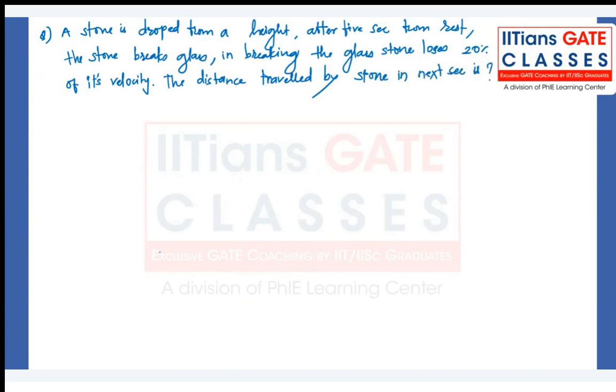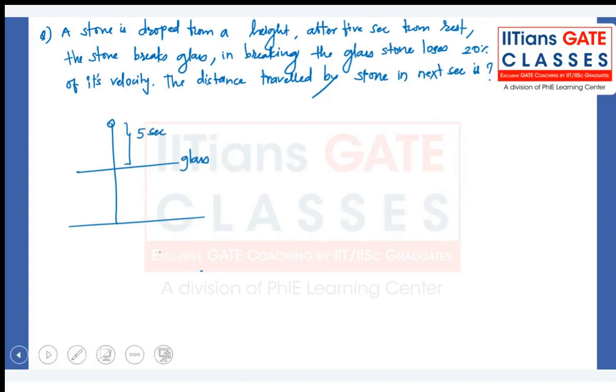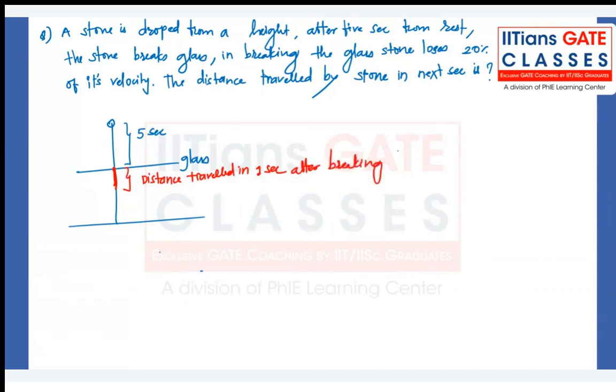I hope you understood the question. I'll repeat. A stone is dropped from a certain height. After 5 seconds, there is a glass. In 5 seconds, it breaks the glass, and during this breaking of the glass, it loses 20% of the velocity. So what is the distance traveled by the stone in the next 1 second? That is, the distance traveled 1 second after breaking the glass.